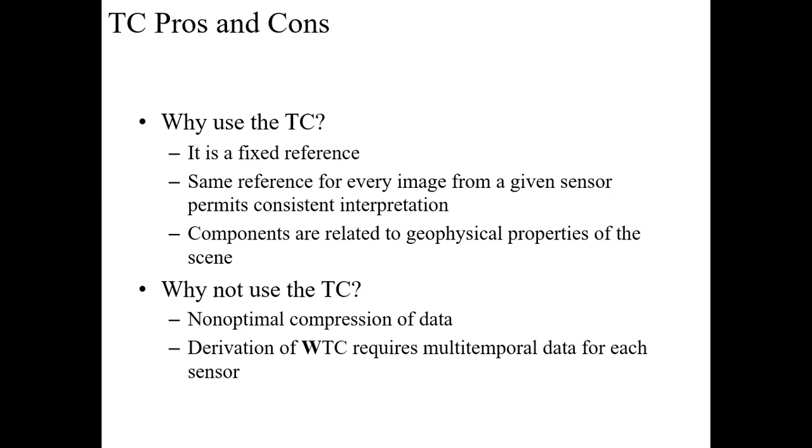Why not use the TasselCap? Well, it's a non-optimal compression of the data. You don't get as much of the variance in the first 3 TasselCap indices as you do in the first 3 principal components. And if you don't have a set of TasselCap indices for a particular sensor, then creating them, that is, creating the weights that allow you to create a TasselCap, is kind of a hassle. But again, I think for Sentinel, the Landsat series, and for MODIS, which are kind of the big 3, the coefficients that make up the indices are available.